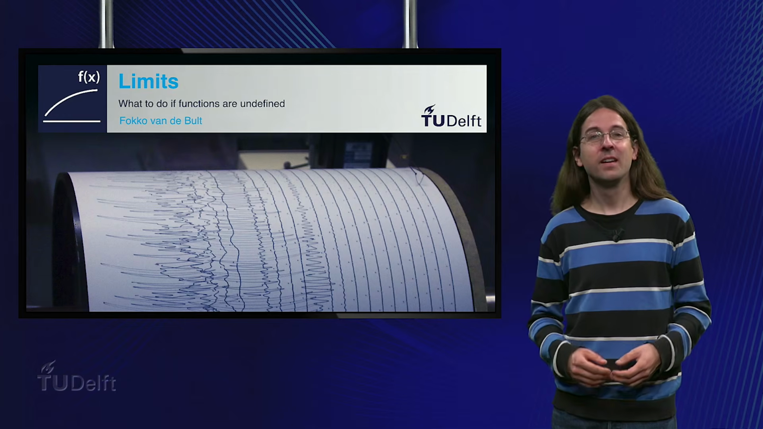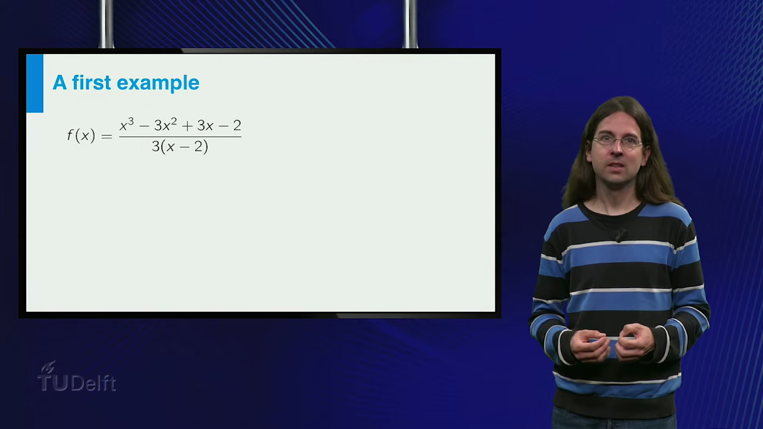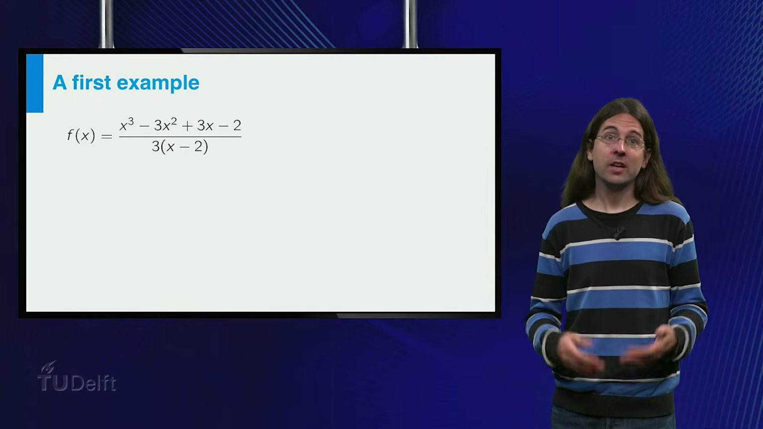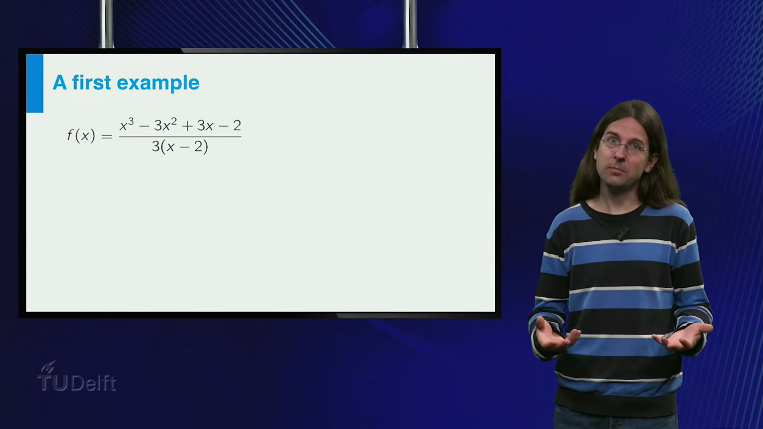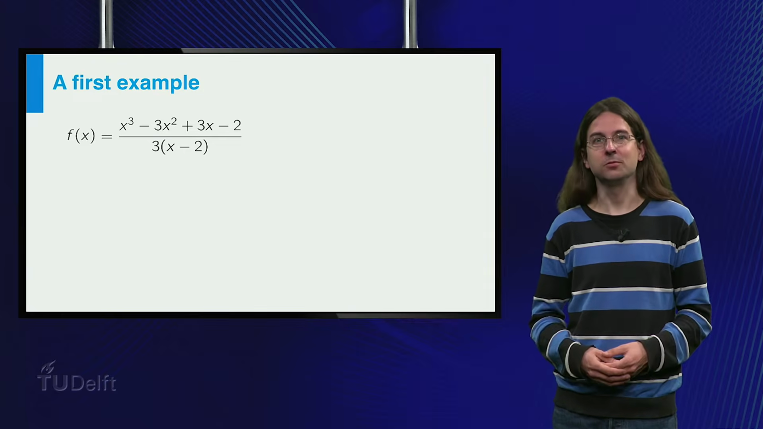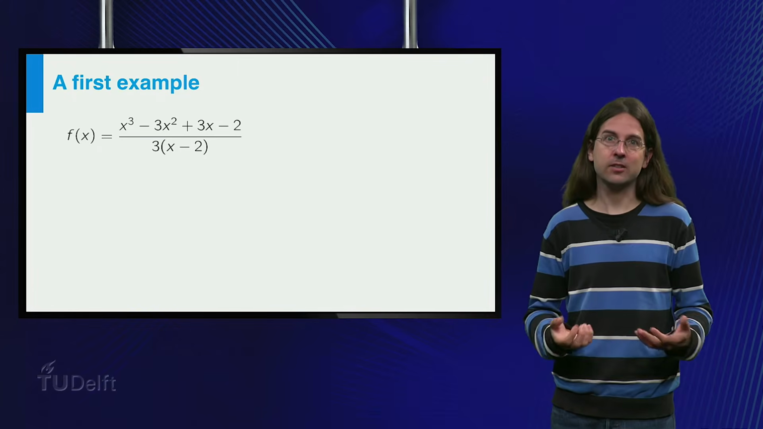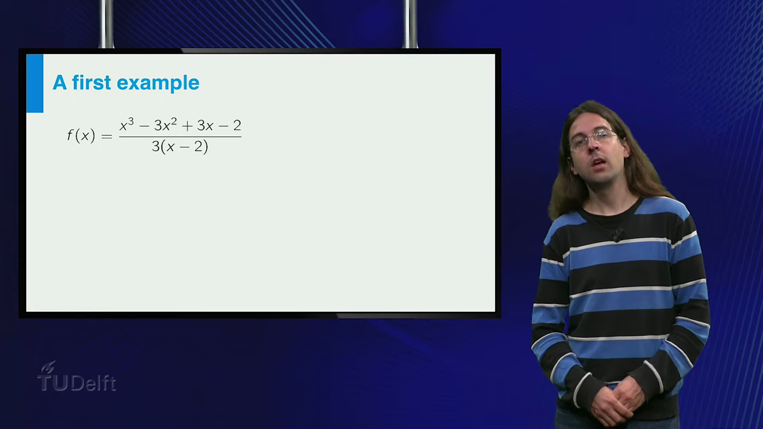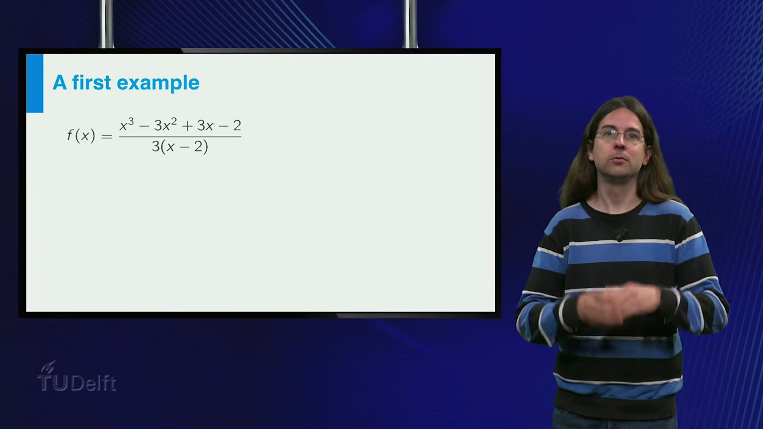Welcome! In this video, I will explain what the limit is. Let us consider an example. f of x equals (x cubed minus 3x squared plus 3x minus 2) divided by (3 times x minus 2). You see that the function does not exist at x equals 2, because then we have to divide by 0. However, we can plug in numbers very close to 2.